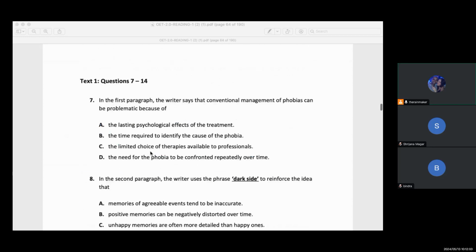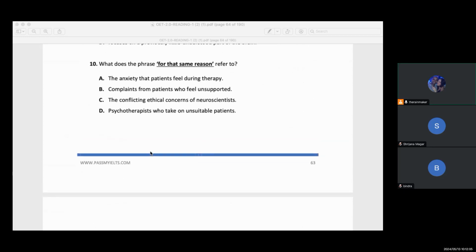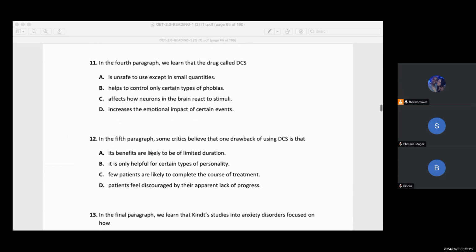ल For that same reason भनेको के हो. C, correct. In the fourth paragraph, we learned that the drug called DOS हो खासमा टाइपिङ एरर छ त्यहाँ यो DOS भन्ने औषधिले के गर्छ.